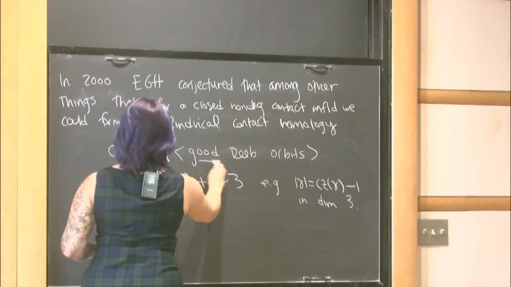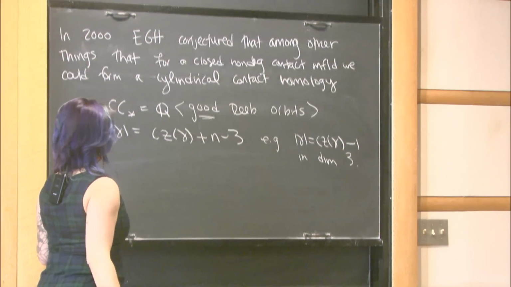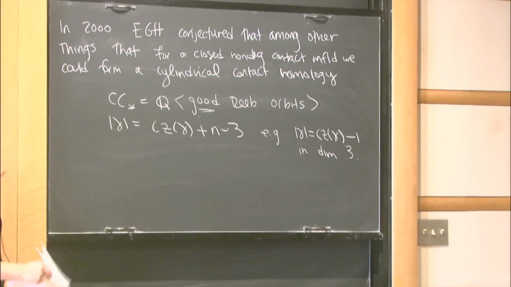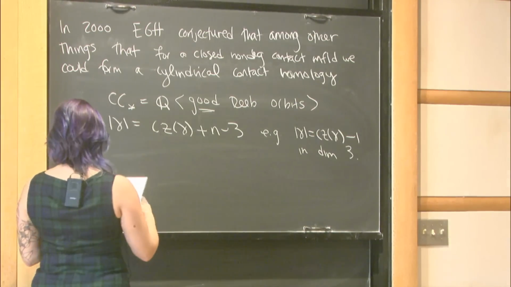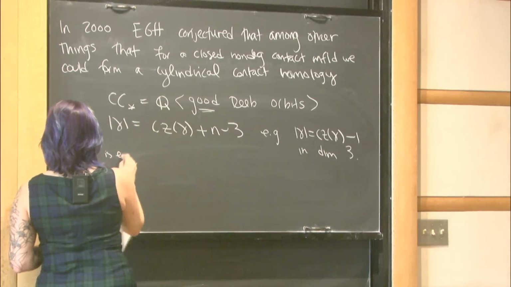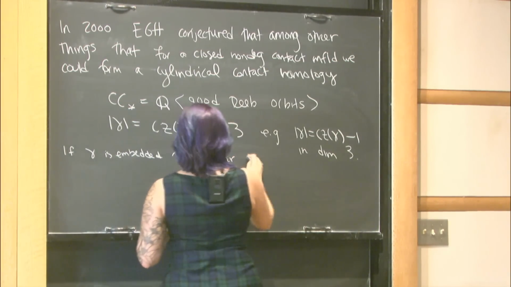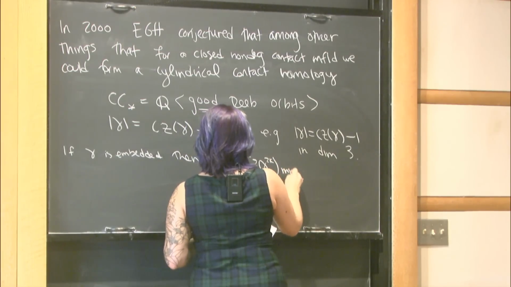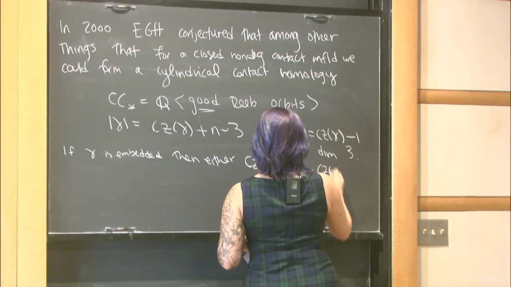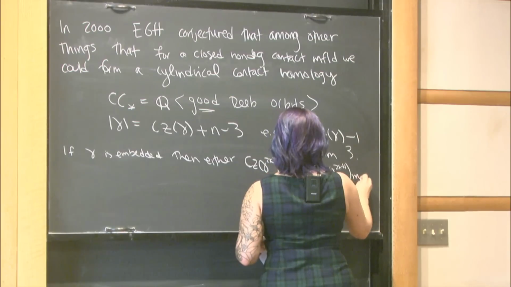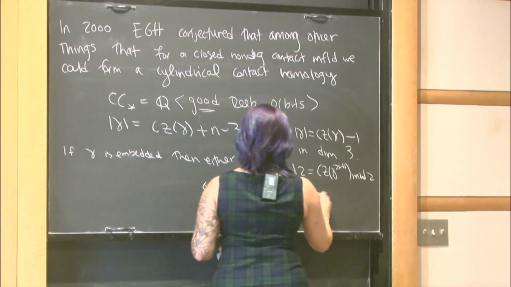And coming back to this notion of good, well, basically what we do is we look at an embedded Reeb orbit, and then we can look at its odd iterates and its even iterates, and either the Conley-Zehnder index's parity is going to stay the same as you go between even and odd iterates, or it's going to change parity. So if gamma is embedded, then either CZ of gamma to the 2k mod 2 is equal to CZ of gamma to the 2k plus 1 mod 2, or they're not equal.